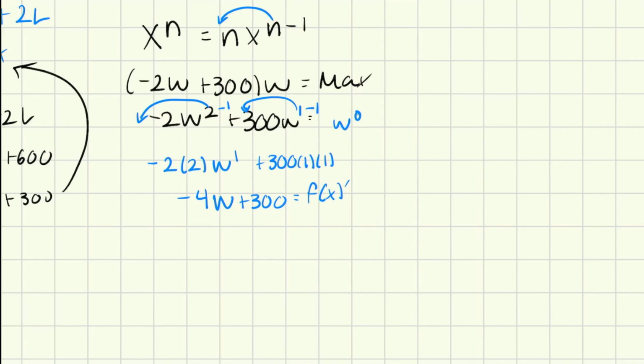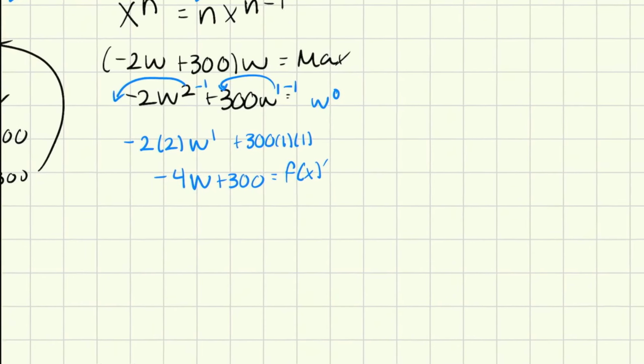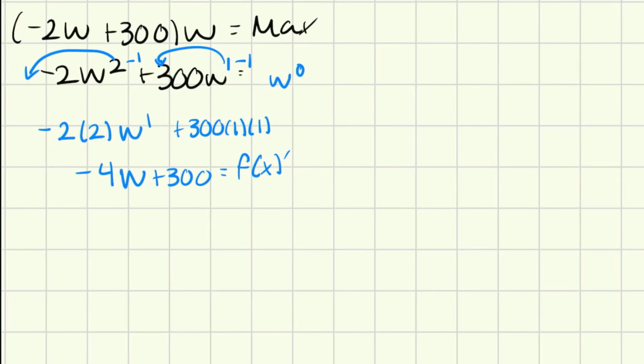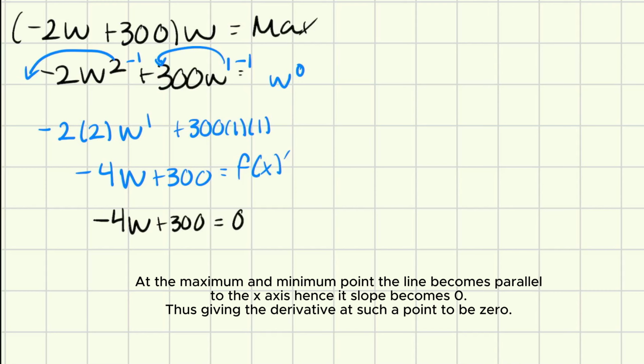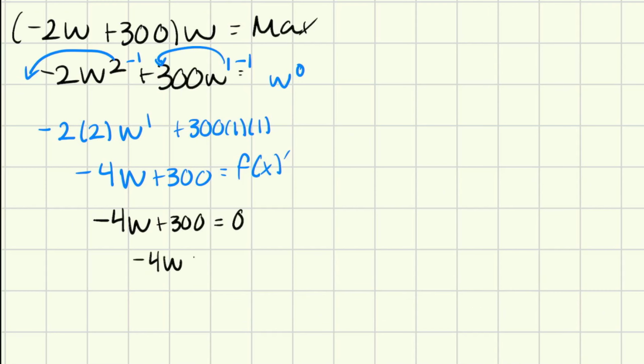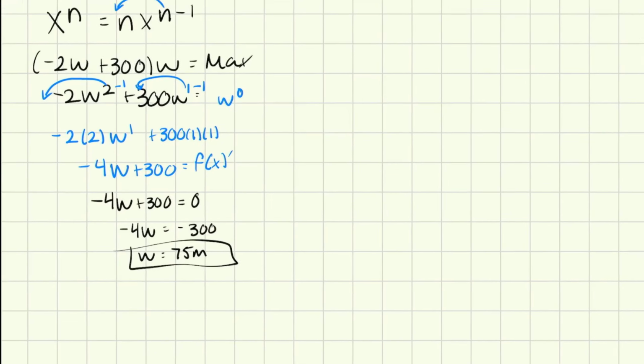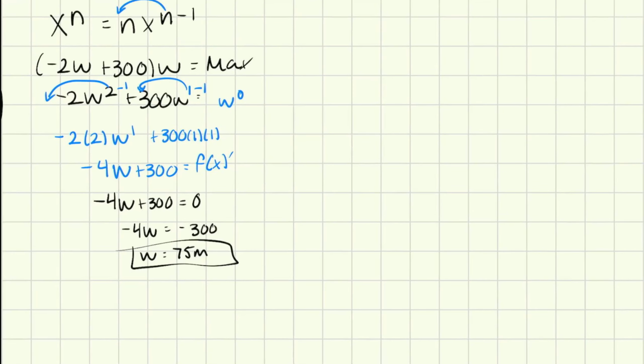Now, where this gets cool is when you set your derivative equal to 0, that is a maximum or minimum point. So let's set our derivative equal to 0. We have negative 4W plus 300 equals 0. Solve for W here, and you're going to get W is equal to 75 meters. This is one of the dimensions that will give you the maximum area.